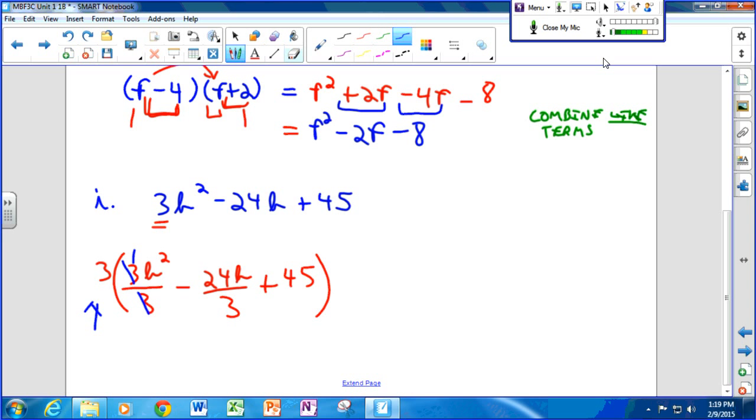You don't care about canceling the rest of them, just the one in front of the first term, the squared term. Okay. So we still have 3 times. Now what do I have? I have b squared because we got rid of that 3 over here. This 3 goes into 3 once and into 24 8 times. So it's going to be minus 8b, and the reason is we still have that negative sign there.